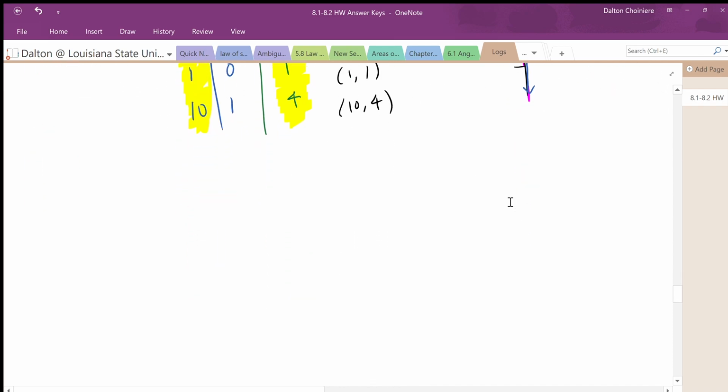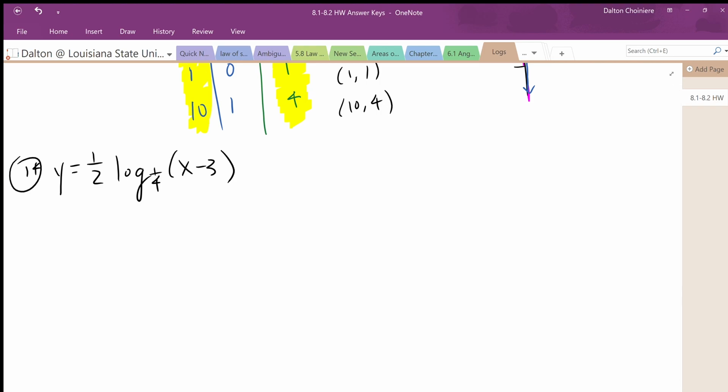Okay, last type of problem, number 14. Same question, graph y is equal to 1/2 times the log base 1/4 of x minus 3. So similar to last time, in words, I want to write out what transformations are being done to this typical log function. Well, the 1/2 out front is a vertical dilation by 1/2.